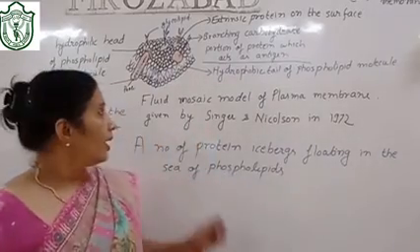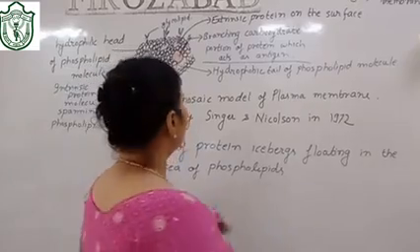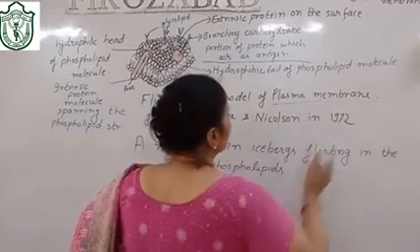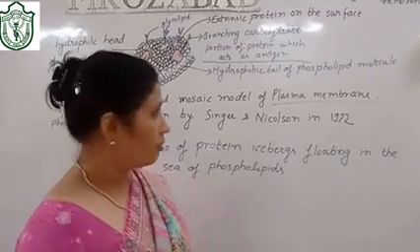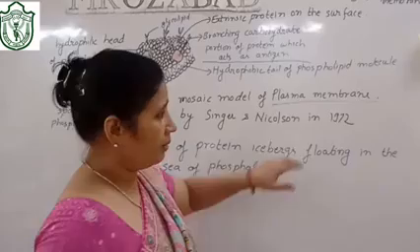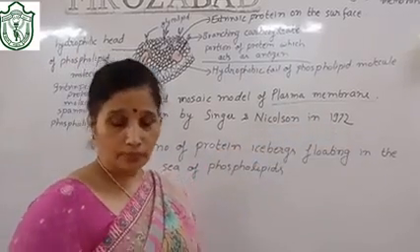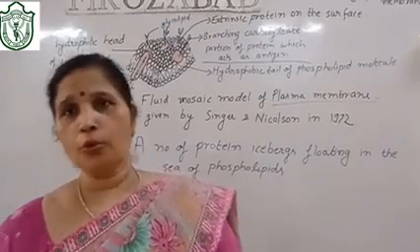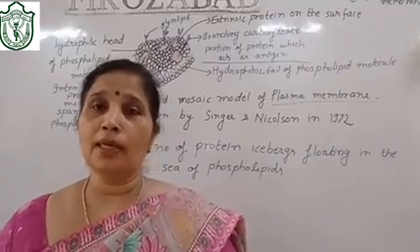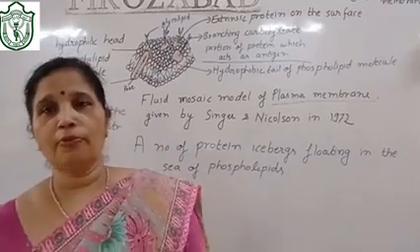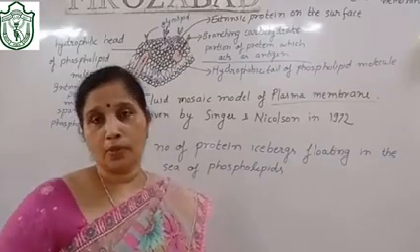So, actually, see this. What is this? This is the fluid mosaic model of the plasma membrane, given by Singer and Nicolson in 1972. Now all of you know what the plasma membrane is. The plasma membrane is found in animal cells as well as plant cells. Everywhere you can find the plasma membrane, in all types of cells.